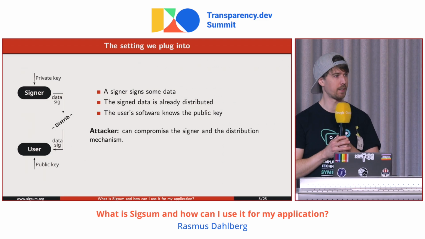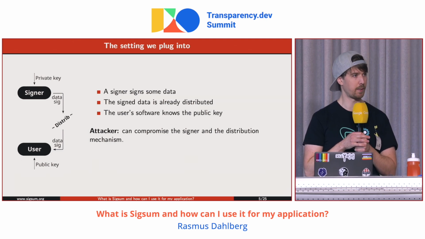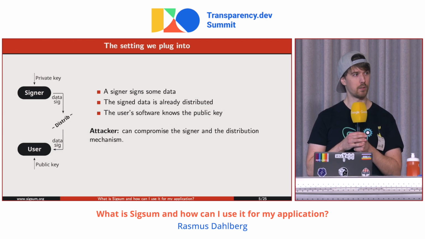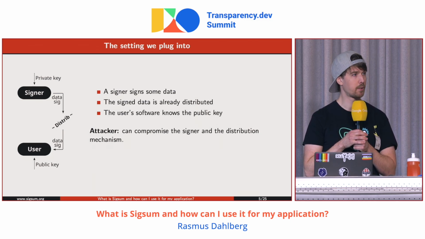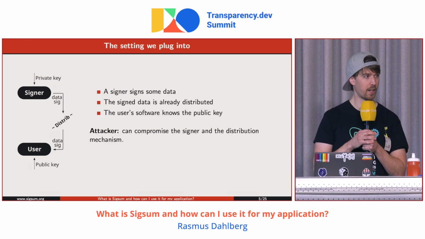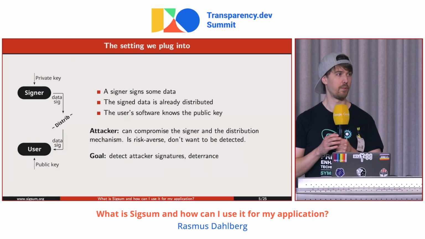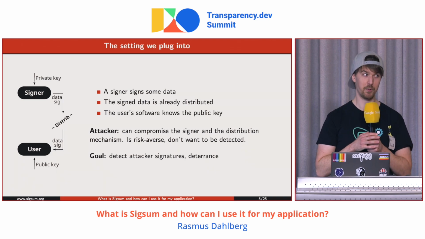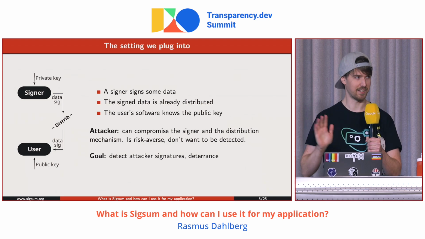The attacker we have in mind here is one that is able to control this signer, so it can make any signature it wants. It can also control the distribution mechanism. So maybe they run the distribution mechanism, maybe they can do man-in-the-middle attacks. Pretty powerful attacker. The only limitation that we have is that the attacker is risk-averse. So they would really like to do this, tampering and signing, but if they get detected, it's like, nah.